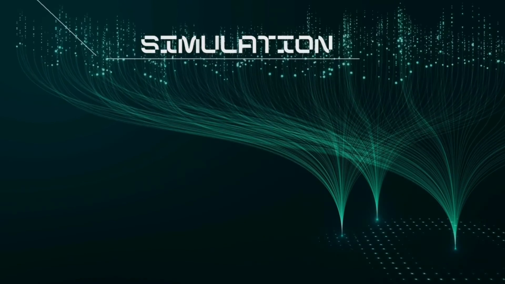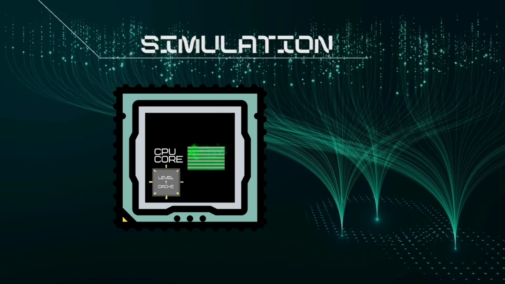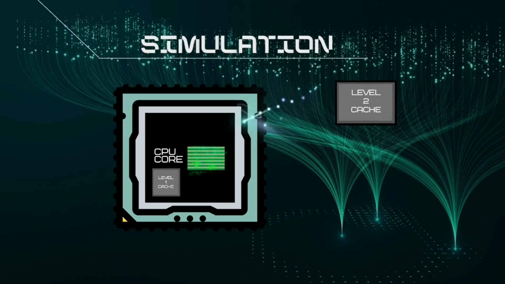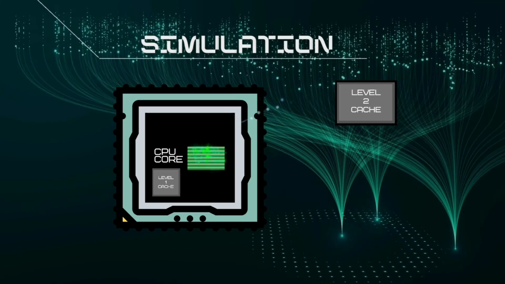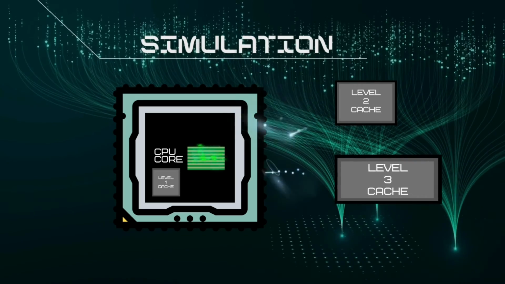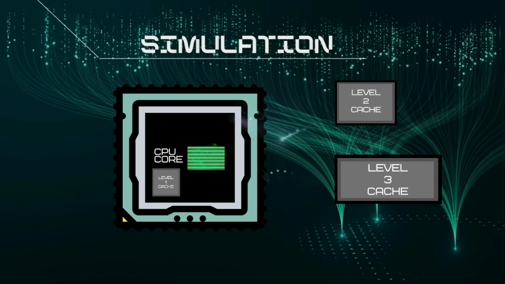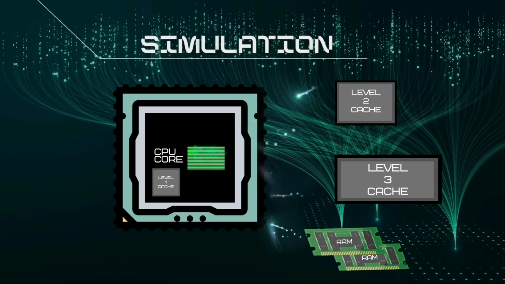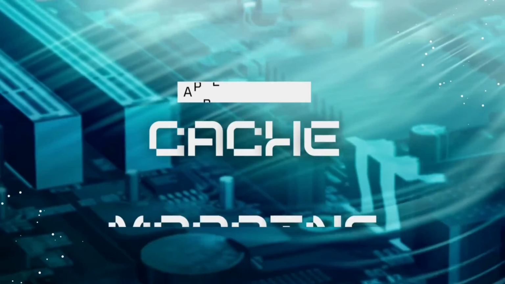In short, if the CPU cannot find the data it needs in the level 1 cache, it then searches for the data in the level 2 cache. And if the CPU cannot find the data in the level 2 cache, then it searches in the last level of cache, which is level 3. And finally, if level 3 doesn't have the data, then the CPU has to go back to the slow RAM to find the data it needs.